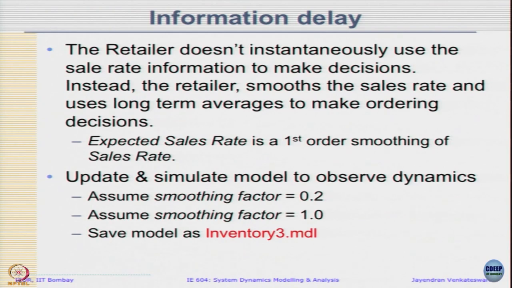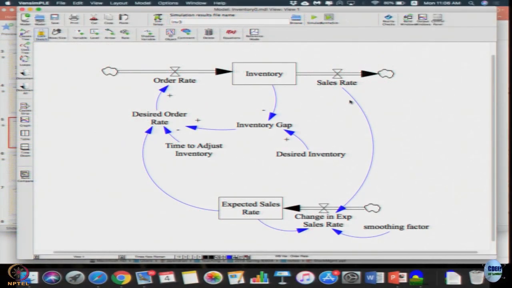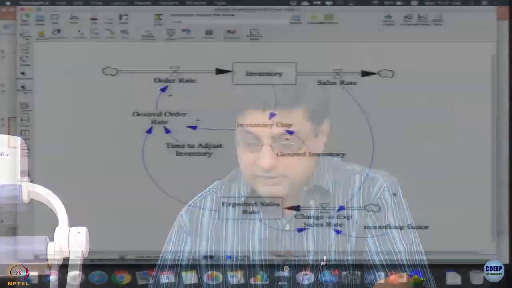Now, let us make the model a little more realistic. Assume smoothing factor is 1. So, what does smoothing factor 1 represent? Initially say expected sales is 0, and sales rate became say 20. So 20 minus 0 is 20. If I give smoothing factor 1, that means the entire 20 units is added in the immediate period. So our expected sales rate will be equal to the sales rate immediately. Let us see what happens in that scenario.